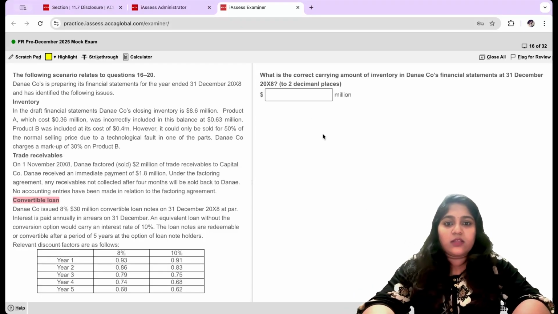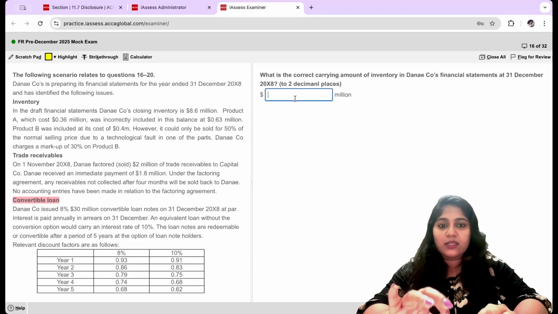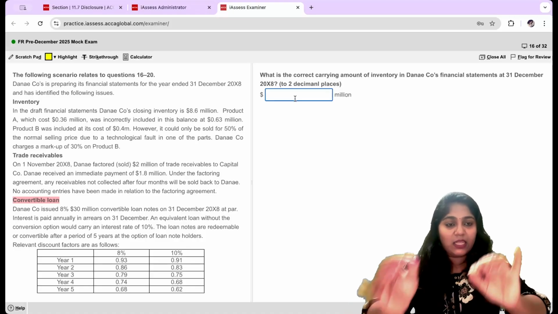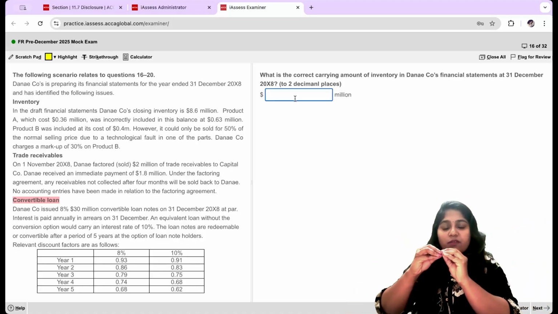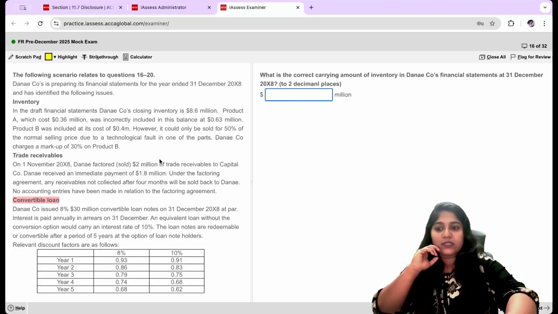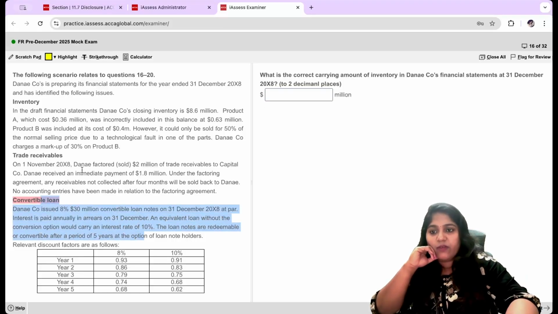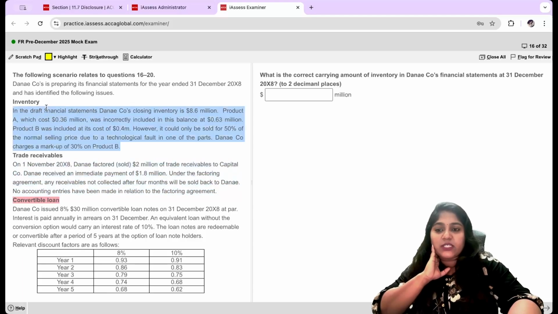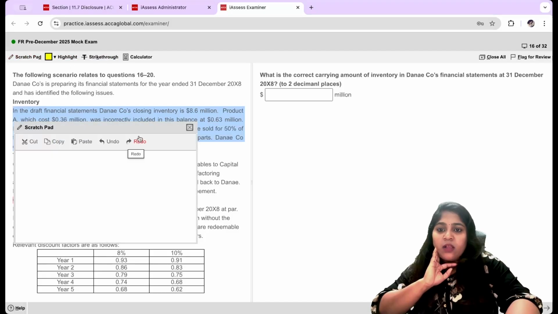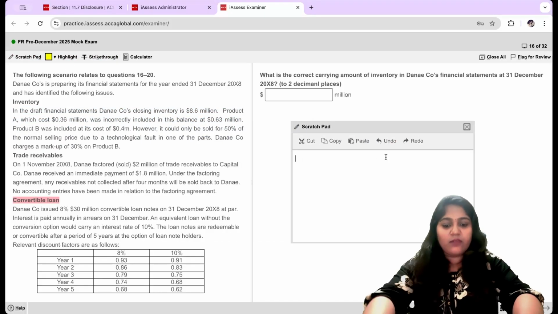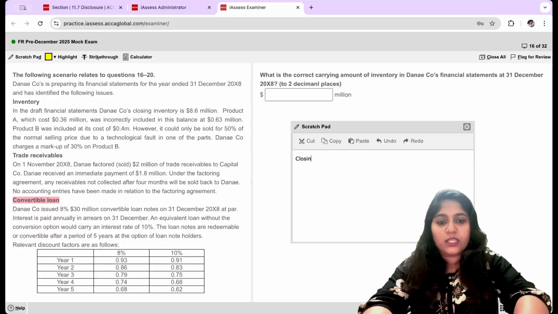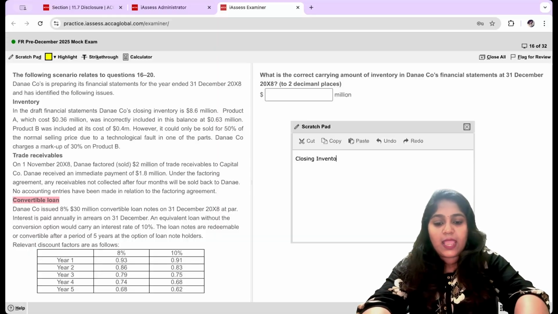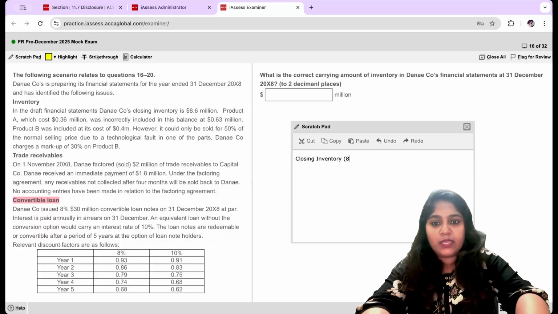My bad. The question here is, what is the correct carrying amount of inventory in Danae's company's financial statement at 31st December X8 to 2 decimal places? Just like how we have completed the convertible loan, we have inventory and trade receivables. In inventory, in the draft financial statements, Danae's closing inventory is 8.6 million. We have a closing inventory of 8.6 million. Okay.